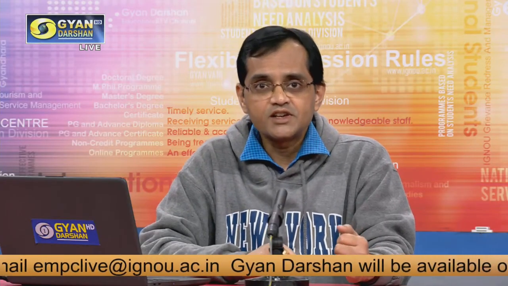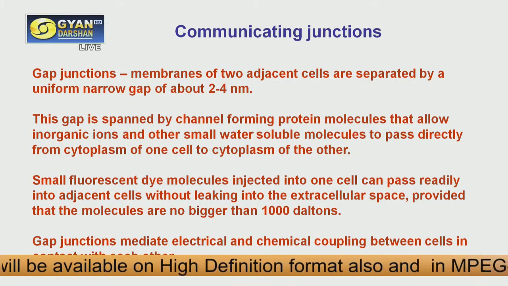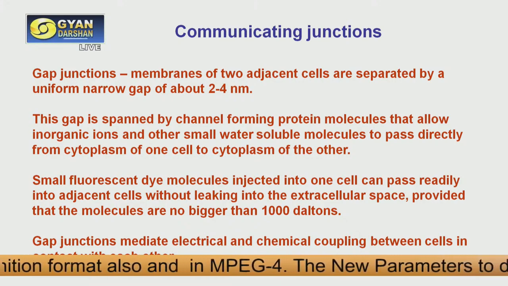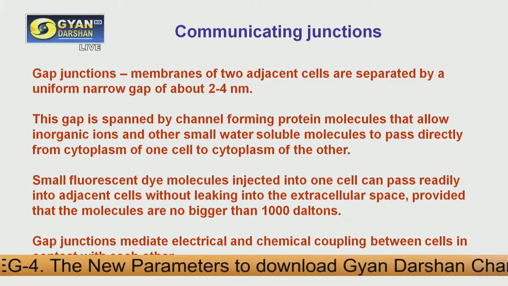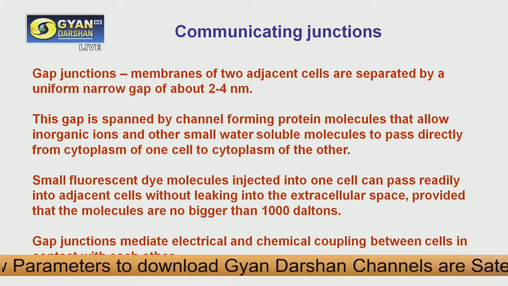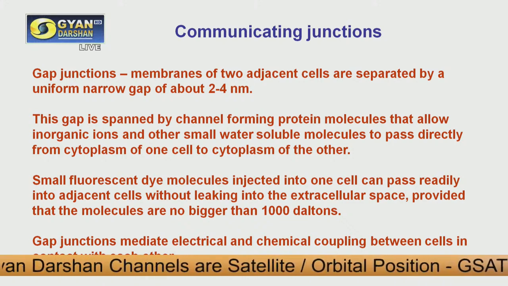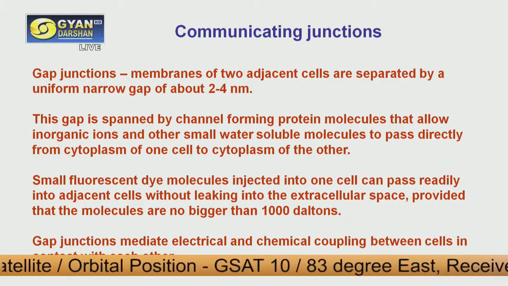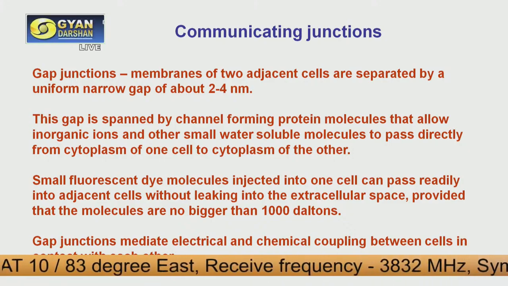Now communicating junctions, as I said, are also known as gap junctions. What is the difference between a tight junction and a gap junction, or communicating junction? The difference is, as I told you, gap junctions allow exchange. So if you imagine two adjacent cells, and obviously there are the cell membranes, these two cells are separated by a very narrow gap of about 2 to 4 nanometers.